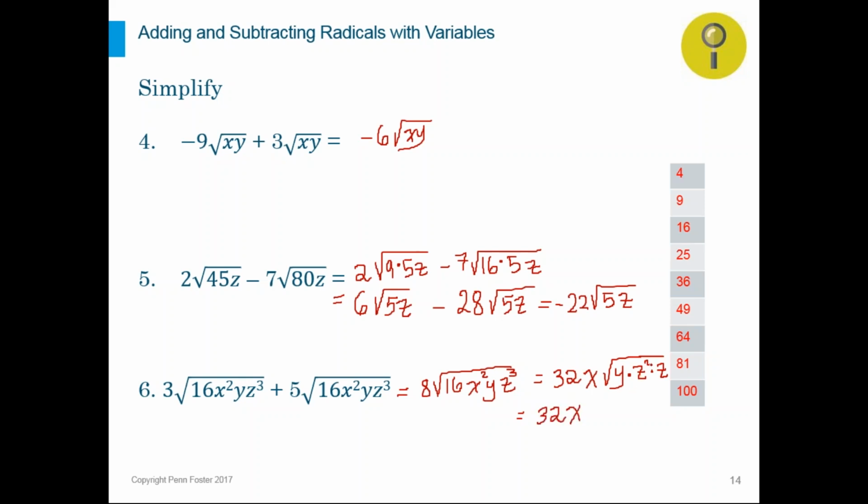32x, well, z squared, take the square root of that, will give you a z. And then what's going to remain under the square root sign is yz. So your answer is 32xz times the square root of yz. Any questions? Anything that was not clear or didn't match up with whatever you've read in your lessons, if you've already done so?